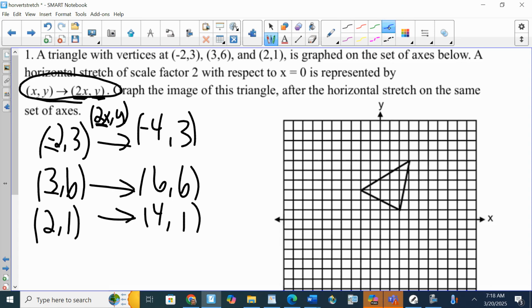That's it. It wants me to graph it, so I plot the new points. Now this axis is a little bit hard to see. It looks like that's your origin right there. Negative 4, 1; 6, 3; 4, 1. Connect the points with a straight edge. There's nothing to even label here. There's no primes because there's no letters.